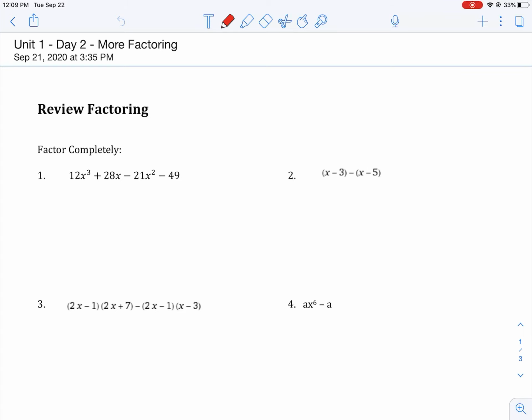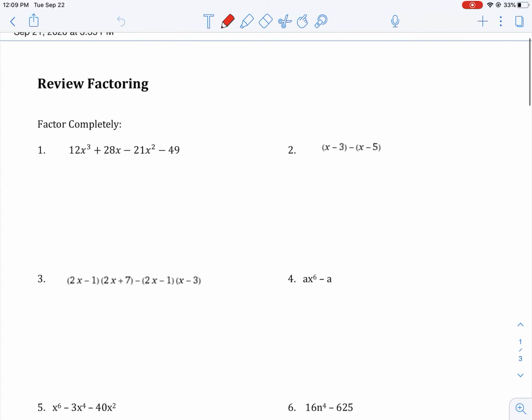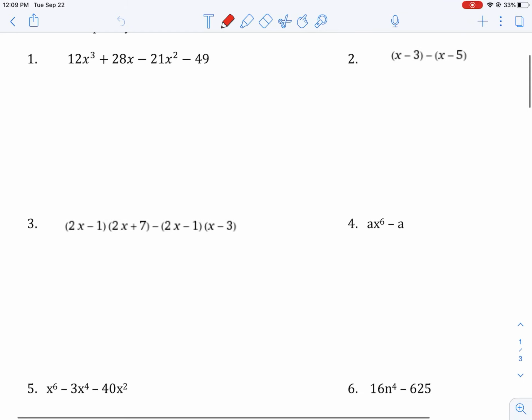Okay, so the first one we're going to look at is number 1 here. So we're going to start with number 1. As you can see, there's 4 terms here. Okay, so that being said, I also want to point out that this thing is not in standard form.